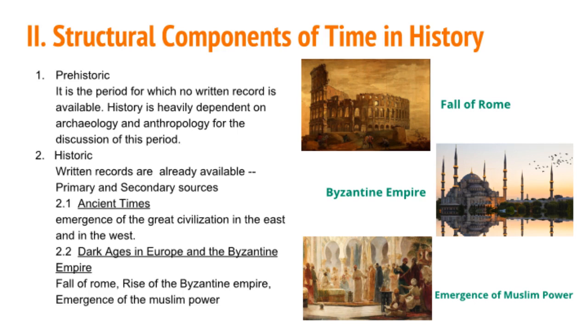2. Historic. This is the period for which written records are already available. Data regarding this period are derived from primary and secondary sources.